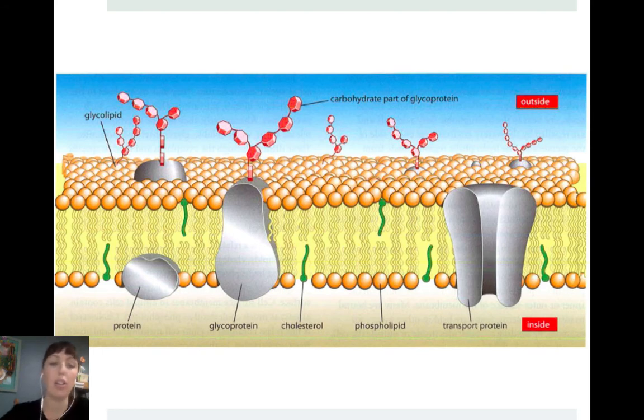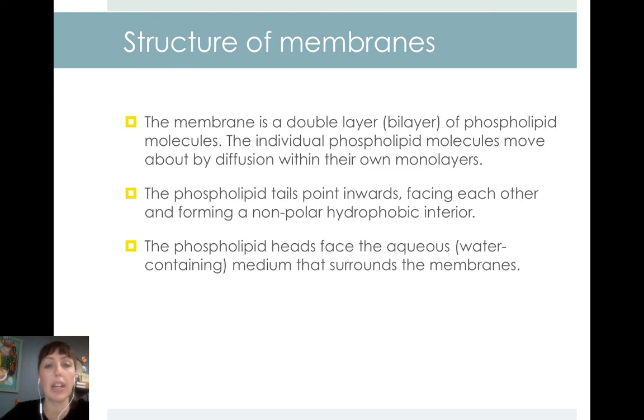Okay, here's a model that you should definitely study. We're going to talk about the glycolipids, the carbohydrates, the proteins, glycoproteins, cholesterol. We just talked about the phospholipids and the transport proteins. So the membrane is that double-layer bilayer. The individual phospholipid molecules move about by diffusion within their own monolayers. The phospholipid tails point inwards, and the heads face the aqueous medium.